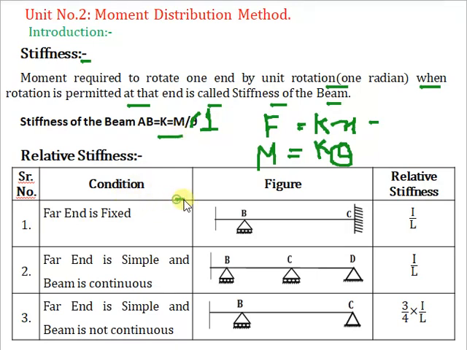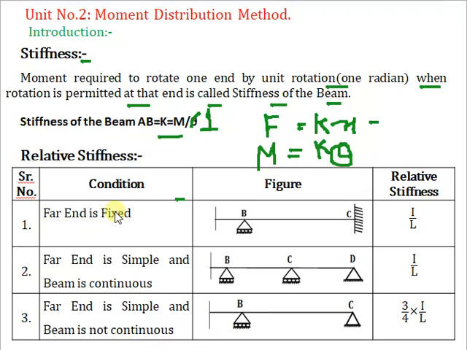Now relative stiffness is basically a comparative terminology used to compare the stiffness of a particular member with all the members meeting at a particular joint. It also gives an idea about the amount of moment the particular member takes when an external moment is applied on the joint.